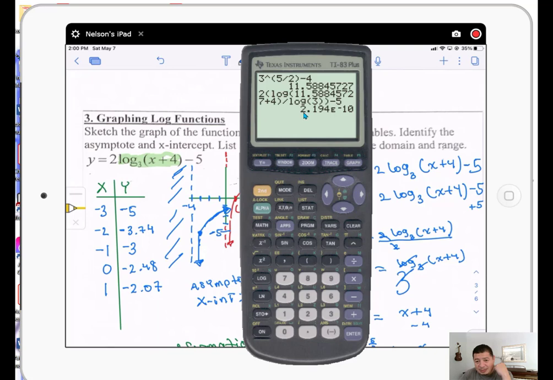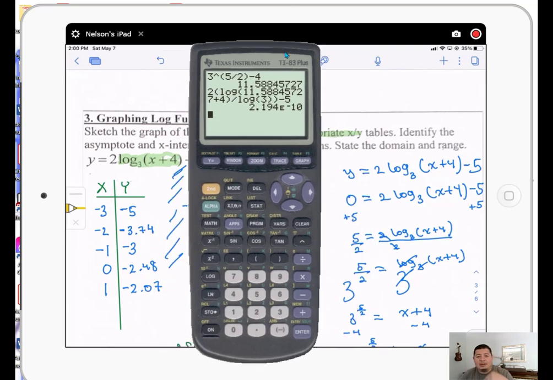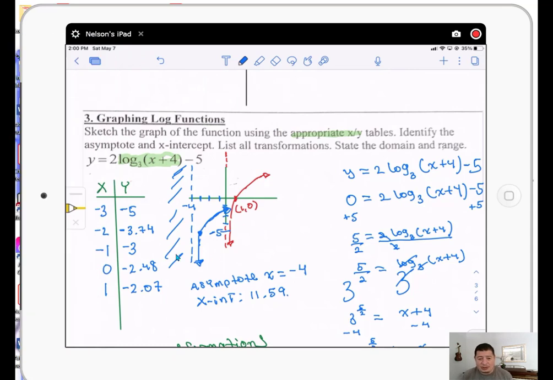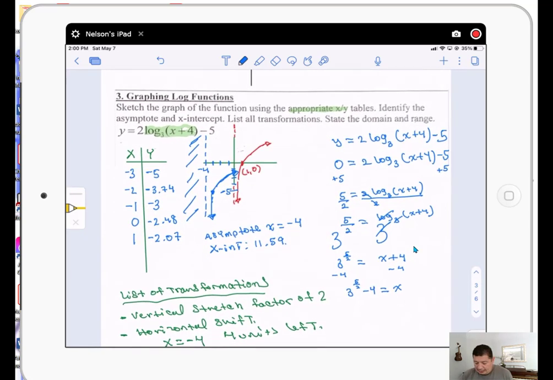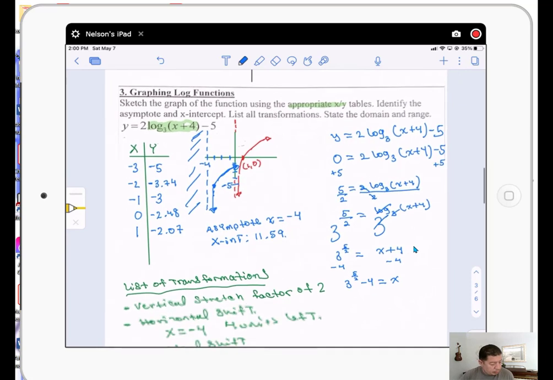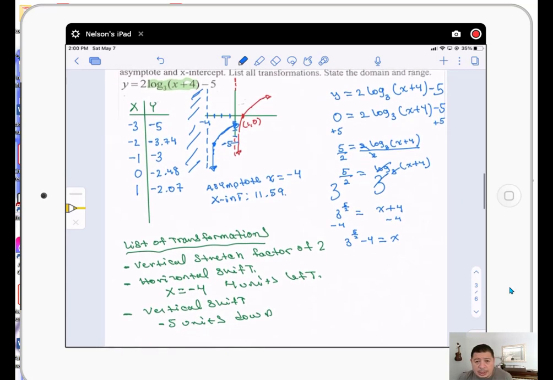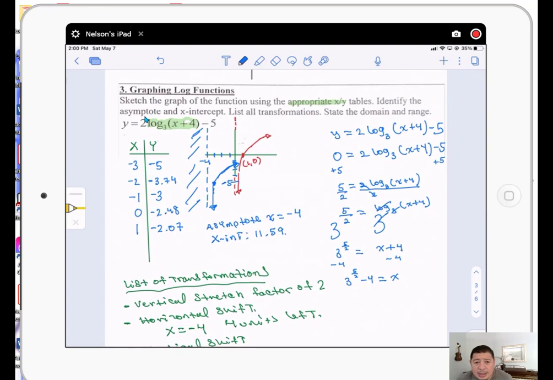Imagine moving this decimal 1, 2, 3, 4, 5, 6, 7, 8, 9, 10. Okay, so that's just a little something extra I wanted to show you guys. Anyhow, that's where the x-intercept lies. Okay, so with that being said, I think I addressed everything: asymptote, x-intercept, transformation, oh, the domain and range.